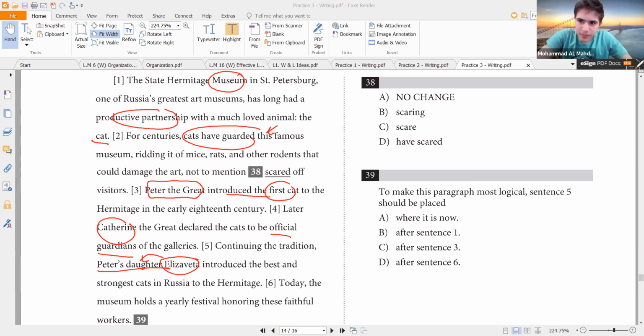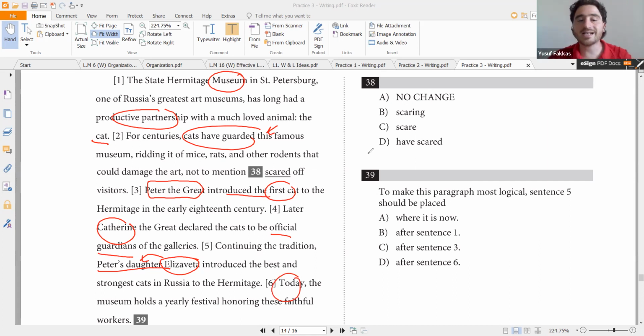Sequence. Exactly. Thank you, Muhammad. It's sequence. So the first person who introduced cats to the museum was Peter the Great. We also have Catherine. We have his daughter Elizaveta. And then we have the other sequence word today, right?